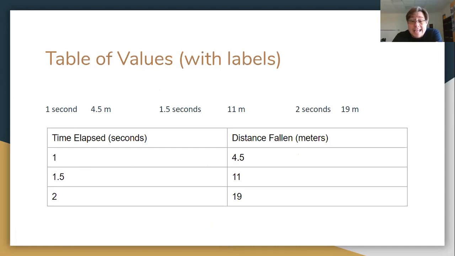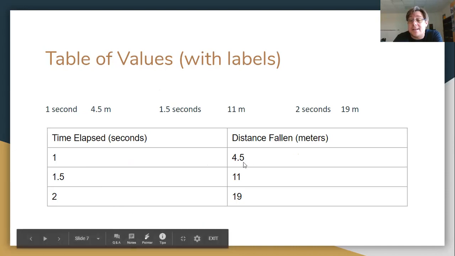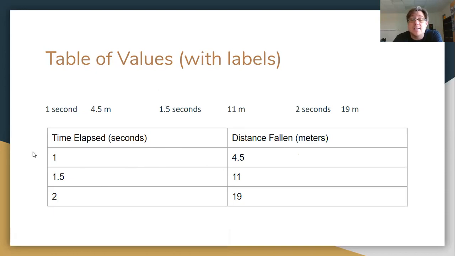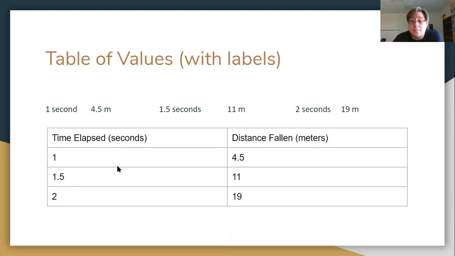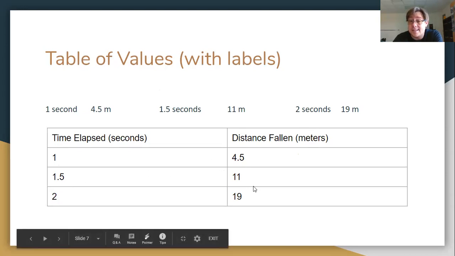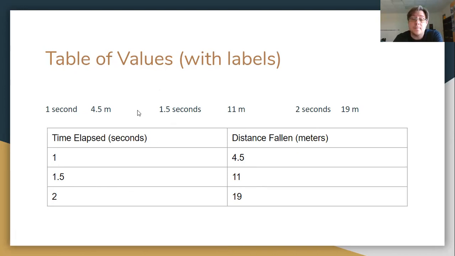We can do it with a simple table. The table is going to look very similar to our ordered pairs, just written out in a pretty format. And then you should, if it is available, have labels for what the table should represent. So we have time elapsed in seconds, we have distance fallen in meters, and you'll notice that as we go across, it's essentially just our ordered pairs again. So we have 1 matching with 4.5, 1.5 with 11, 2 with 19. So now I have my table written up with values.